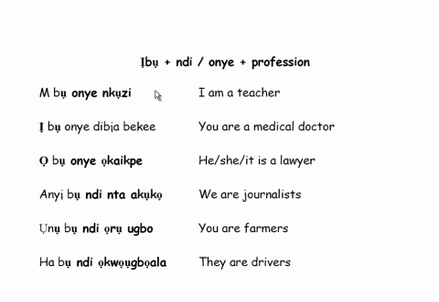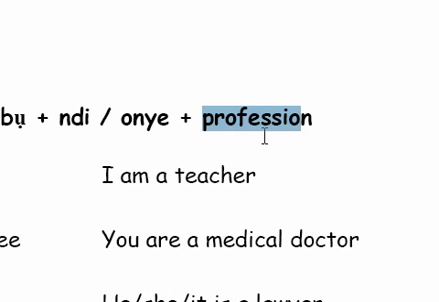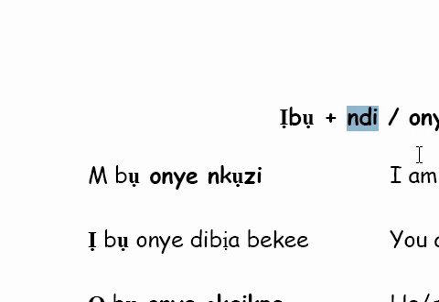Now we'll be combining the subject pronouns, the verb Igbo conjugated in the present tense, and these professions. But we will be putting onye before the profession if the profession is singular, that is, if it represents one person. If the profession is plural, we'll be saying ndi. Repeat. Mbo onye nkuzi.